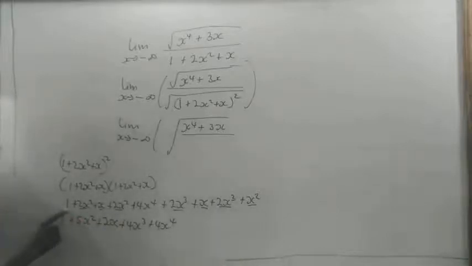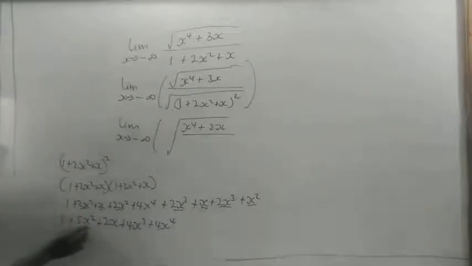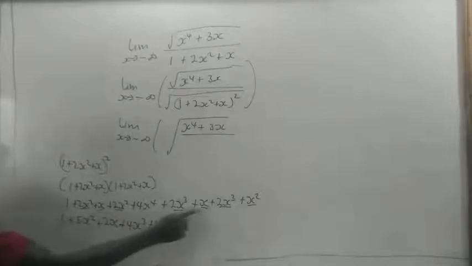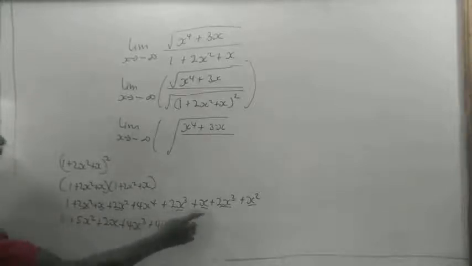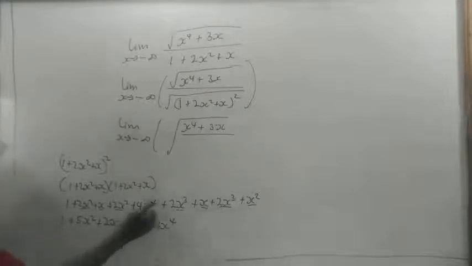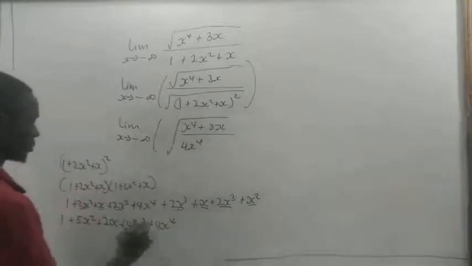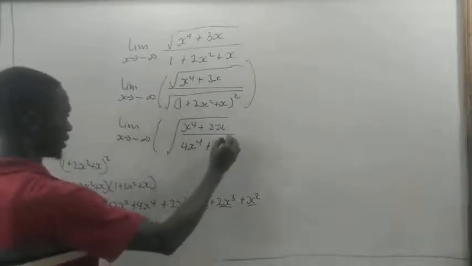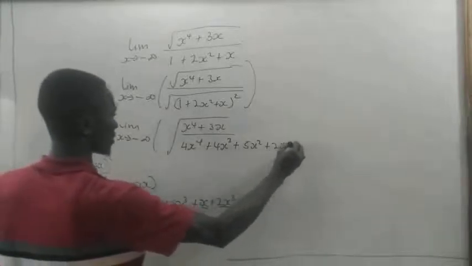So we have 1 here. There's no other like term. We have 2x squared plus 2x squared, 4x squared plus x squared. That will give us 5x squared. So we are right. We have x plus x, that is 2x. And we have 2x cubed plus 2x cubed, that is 4x cubed. And we have plus 4x to the power 4. So we write here 4x to the power 4 plus 4x cubed plus 5x squared plus 2x plus 1.